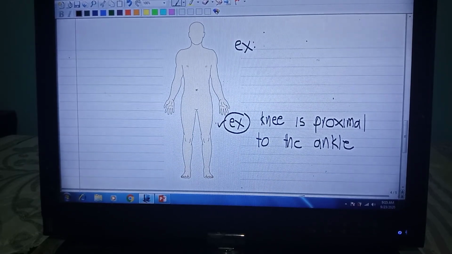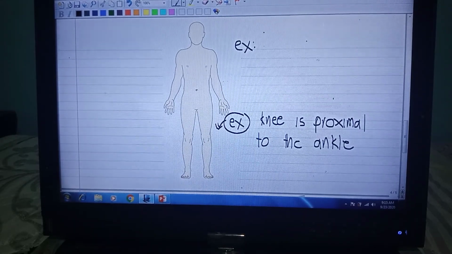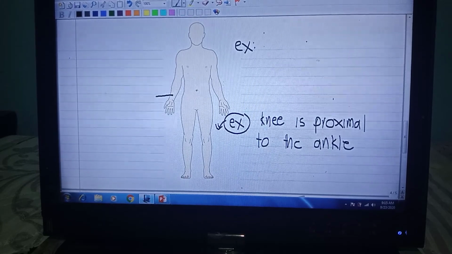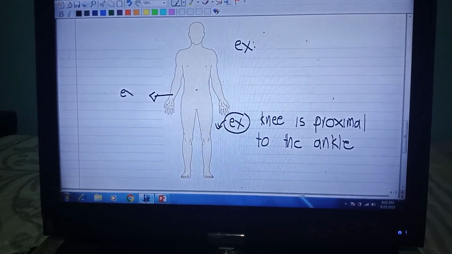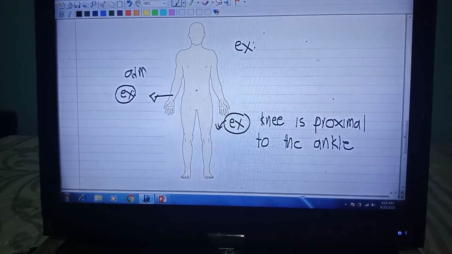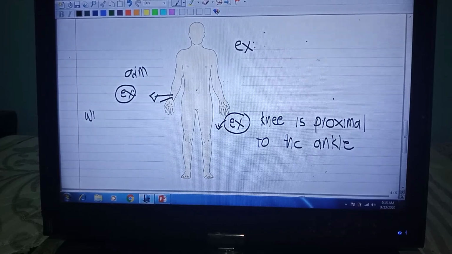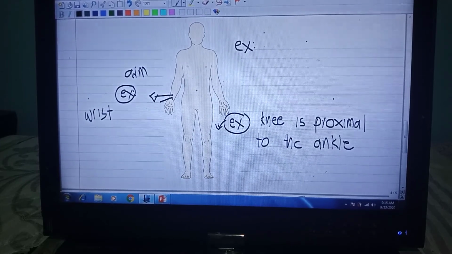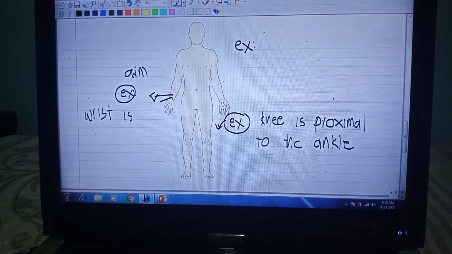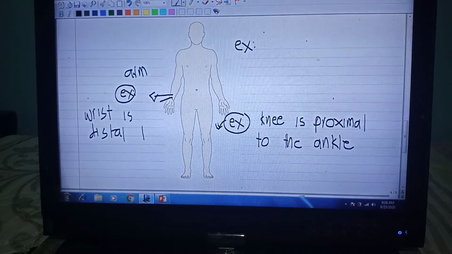Okay. Yung leg. Now, another example is dito naman tayo sa on the arm. On the arm, your wrist. Do you follow? Your wrist is distal to your elbow.